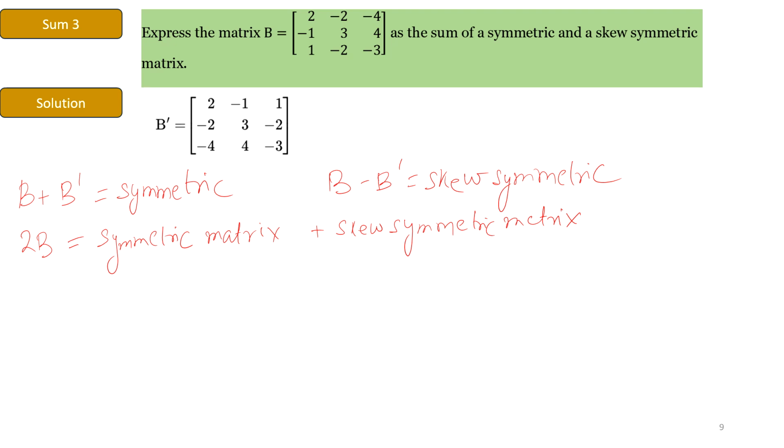We have seen in the previous slide that sum of a square matrix and its transpose is symmetric, whereas the difference of a square matrix and its transpose is skew symmetric. Using this identity, we can deduce that 2 times a square matrix can be expressed as a sum of symmetric and skew symmetric matrix.